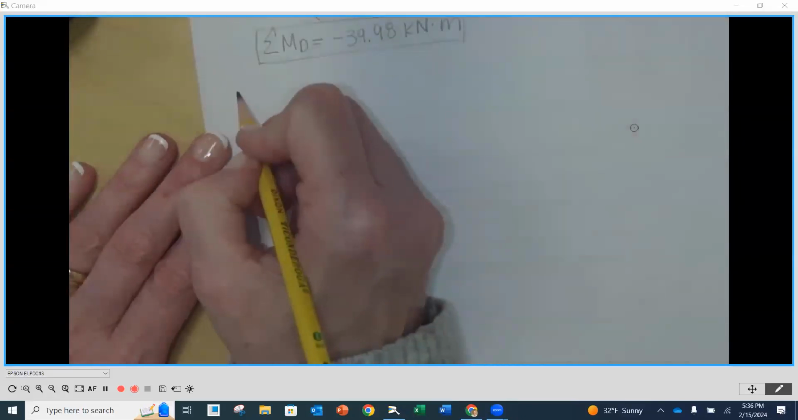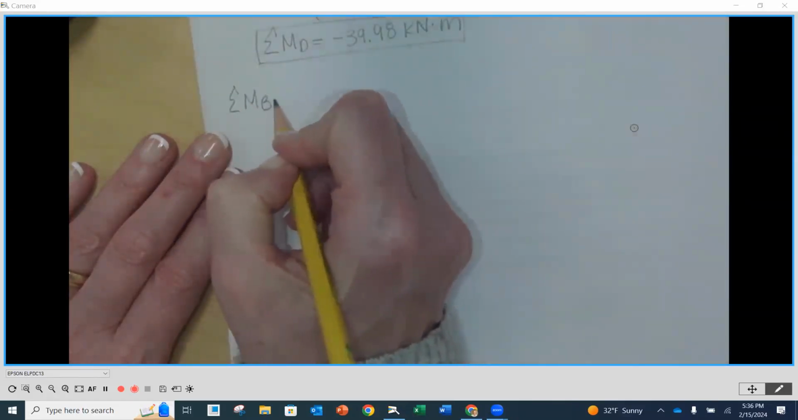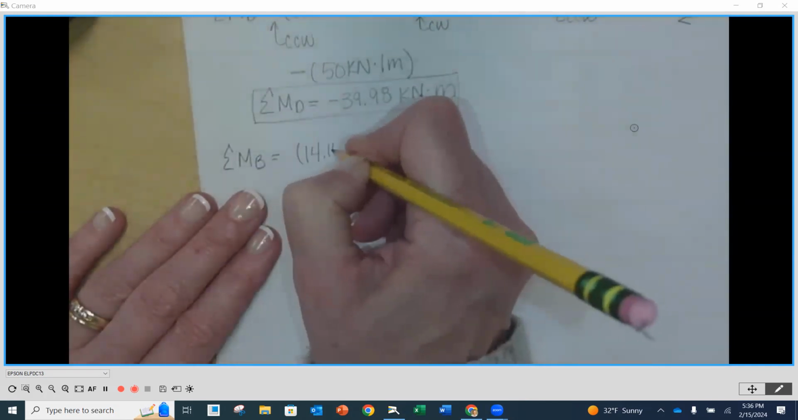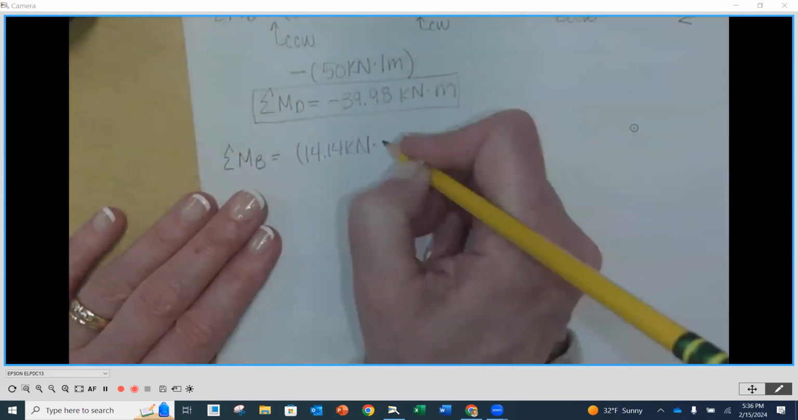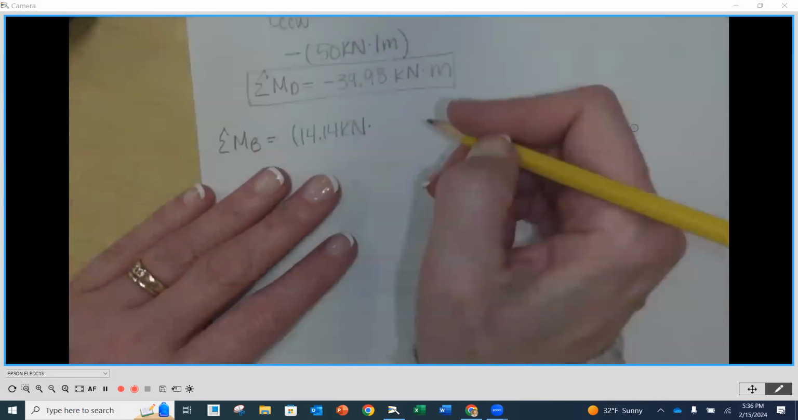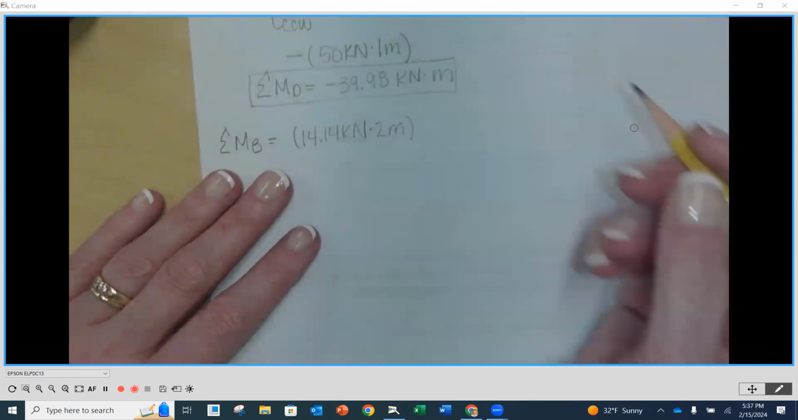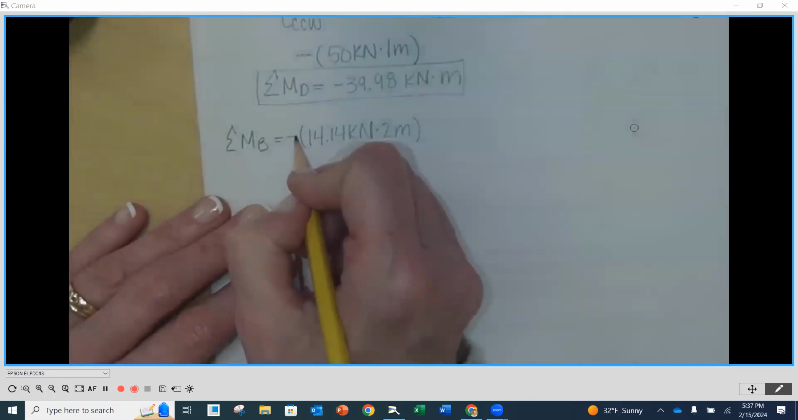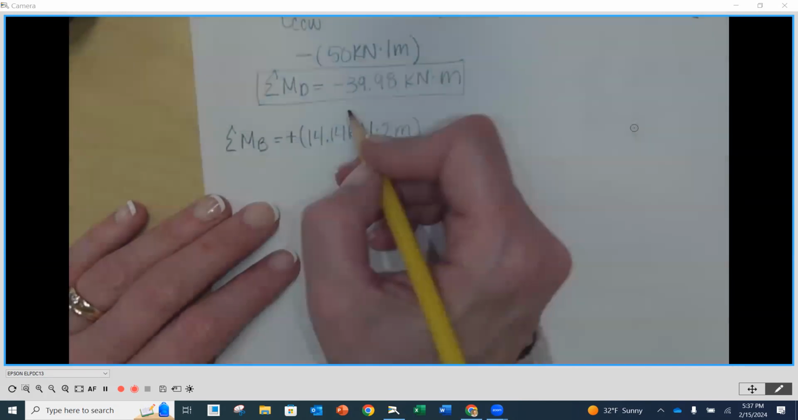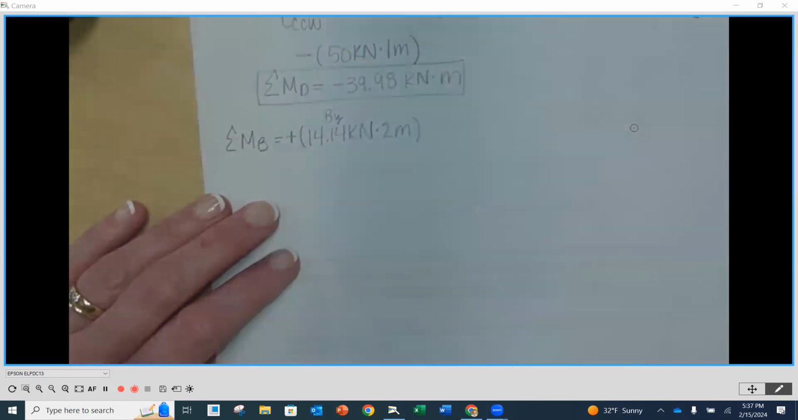So I'm going to sum my moments around point B equal 14.14 kilonewtons times, did I say 2 meters? 2 meters. And it was going counterclockwise, so positive out front. So this was BY.